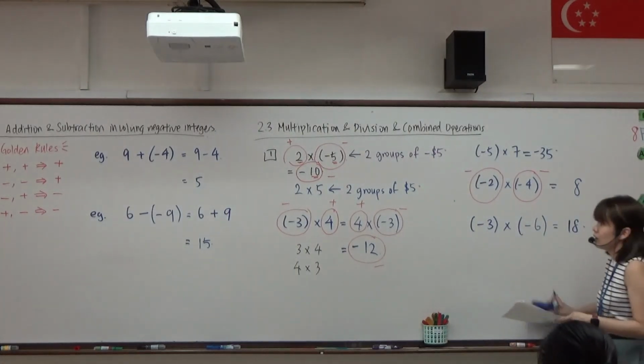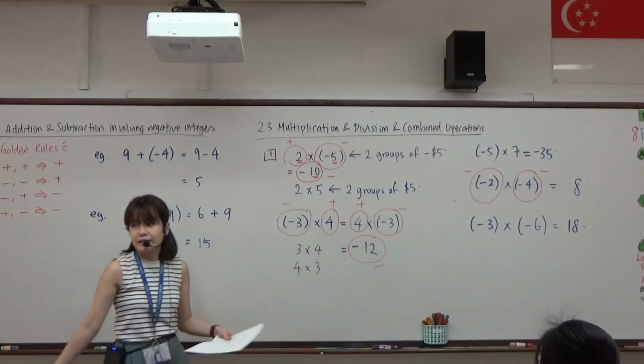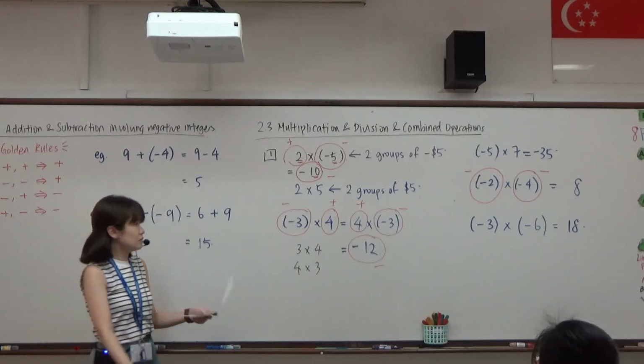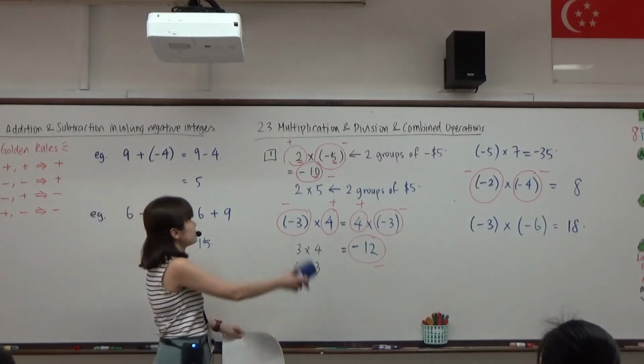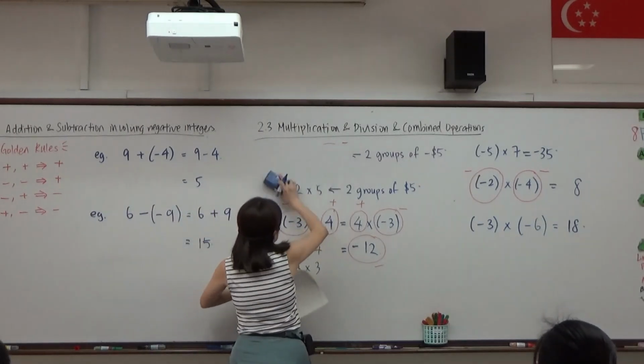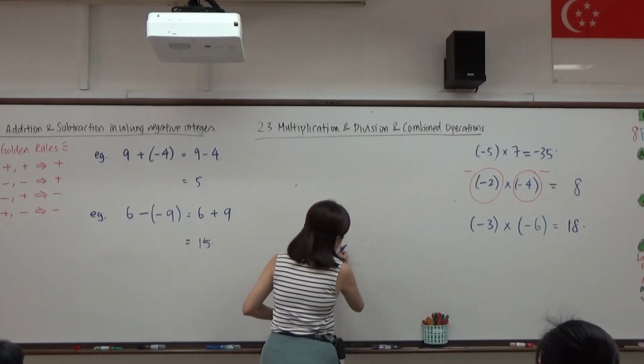Now multiplication, that's it. It's straightforward again. Now we go into division. There are no other ways of multiplication anymore. Not as complicated as plus and minus. Now we go into division. What exactly is division?